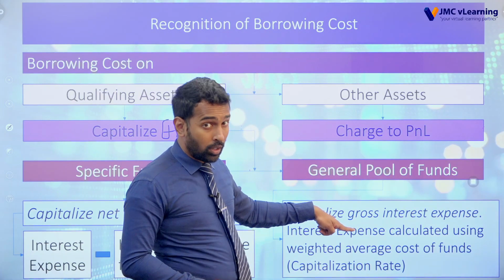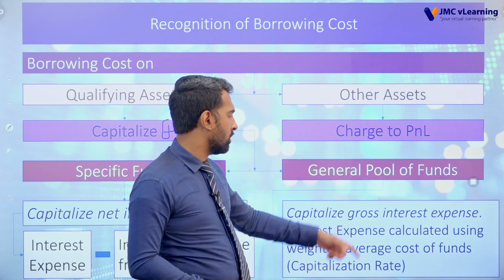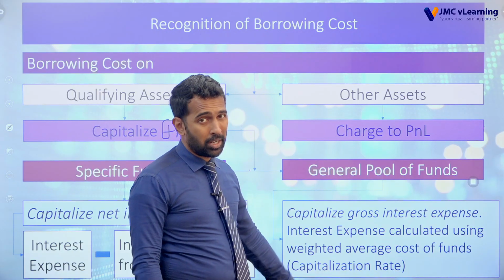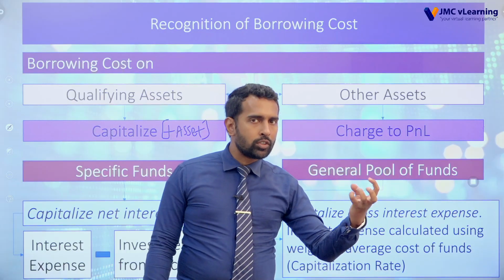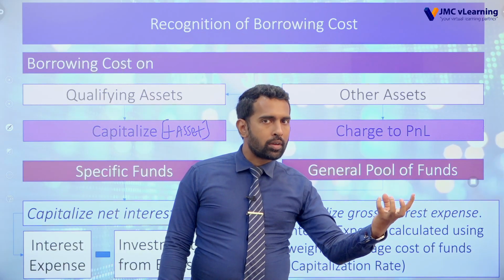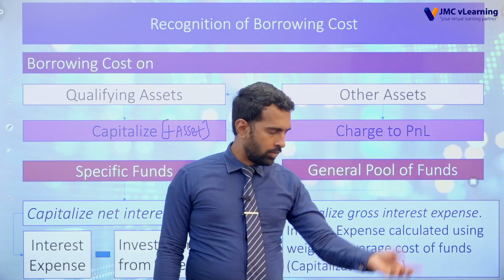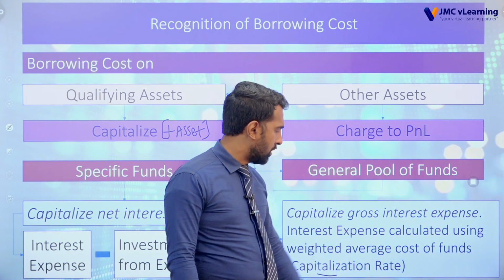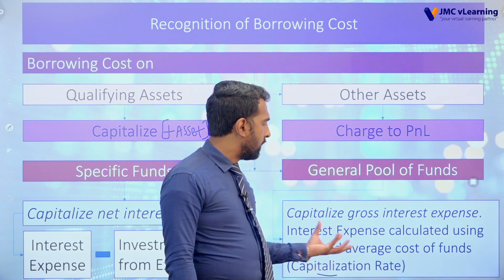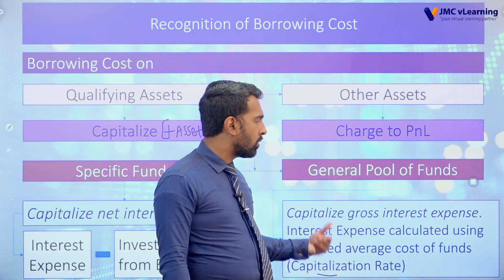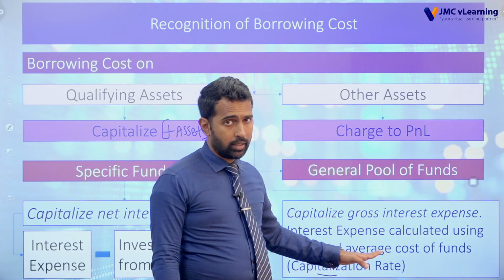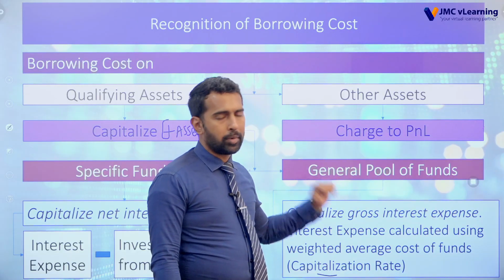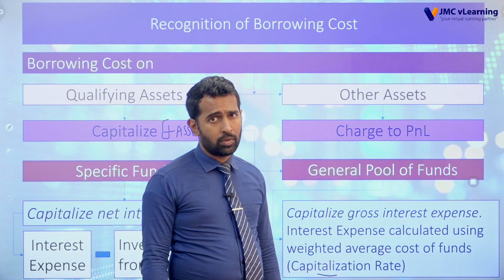You are going to capitalize the gross interest calculated using the weighted average cost of funds. We call that the capitalization rate, the reflective interest rate of the whole pool of funds, the weighted average interest rate. So using the weighted average cost of funds, you calculate a gross interest expense. Now here you can't deduct any interest income. That will be capitalized in a general pool of funds.